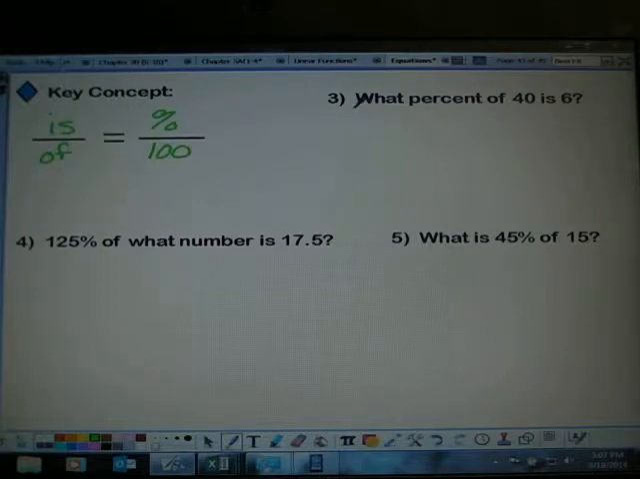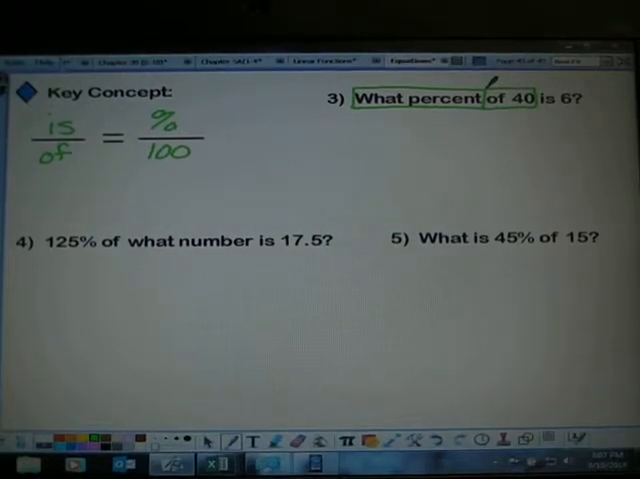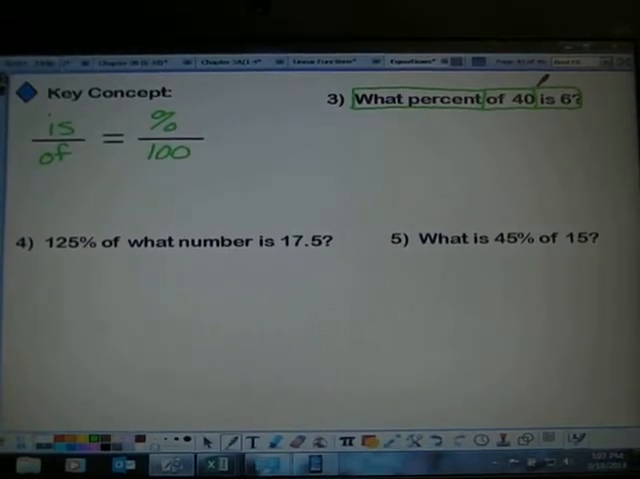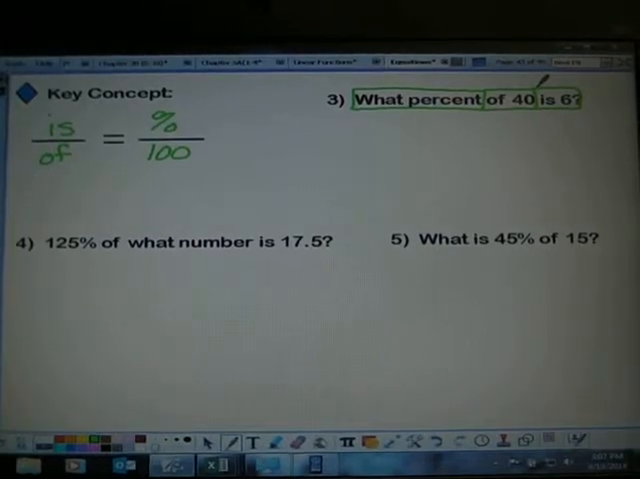So here's my question, what? What am I trying to find? What I'm trying to find is that percent. Of. The of number is 40. And the is number is 6. So see how I've boxed everything up? I have a number with each of those words. And the one I don't have a number with is the question. That's what I'm looking to find.